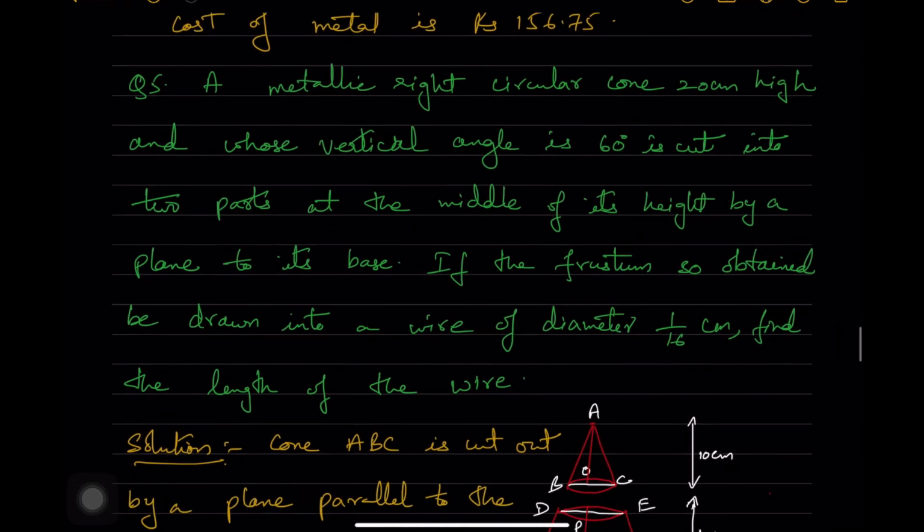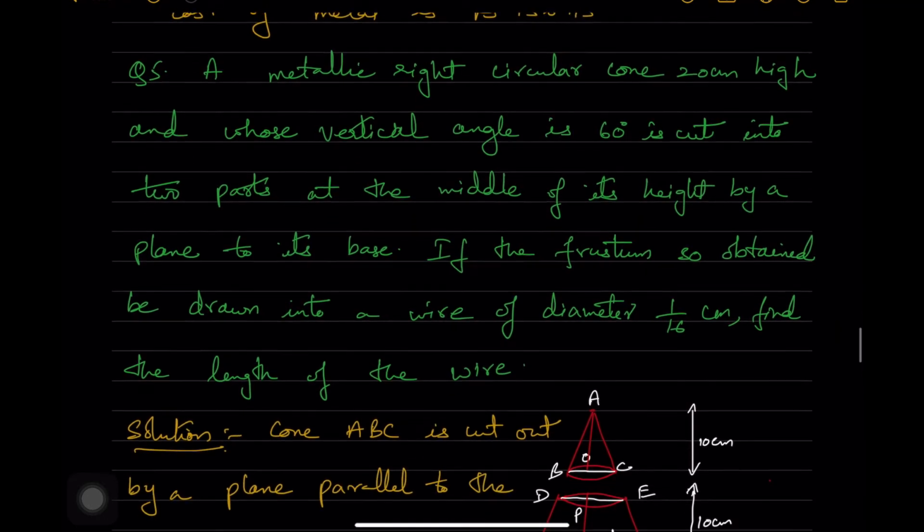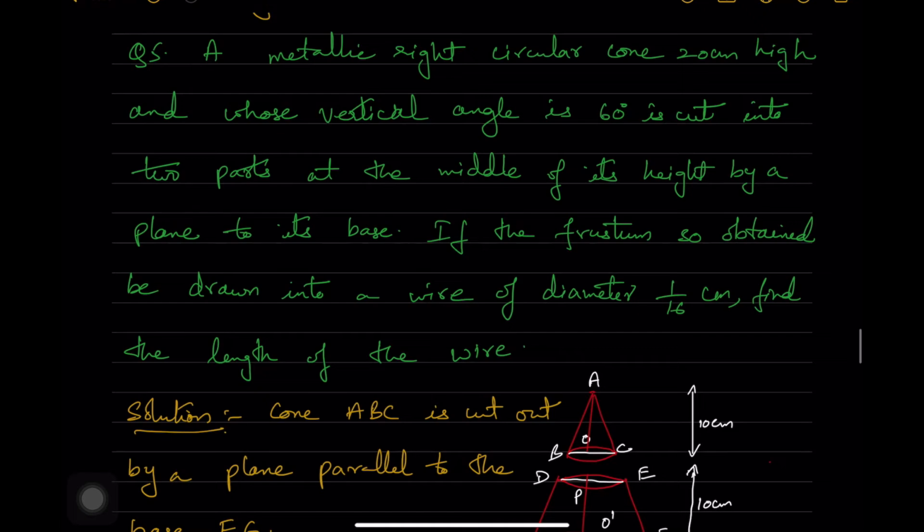A metallic right circular cone 20 centimeters high and whose vertical angle is 60 degrees is cut into two parts at the middle of its height by a plane parallel to its base. If the frustum so obtained is drawn into a wire of diameter 1 by 16 centimeters, find the length of the wire.